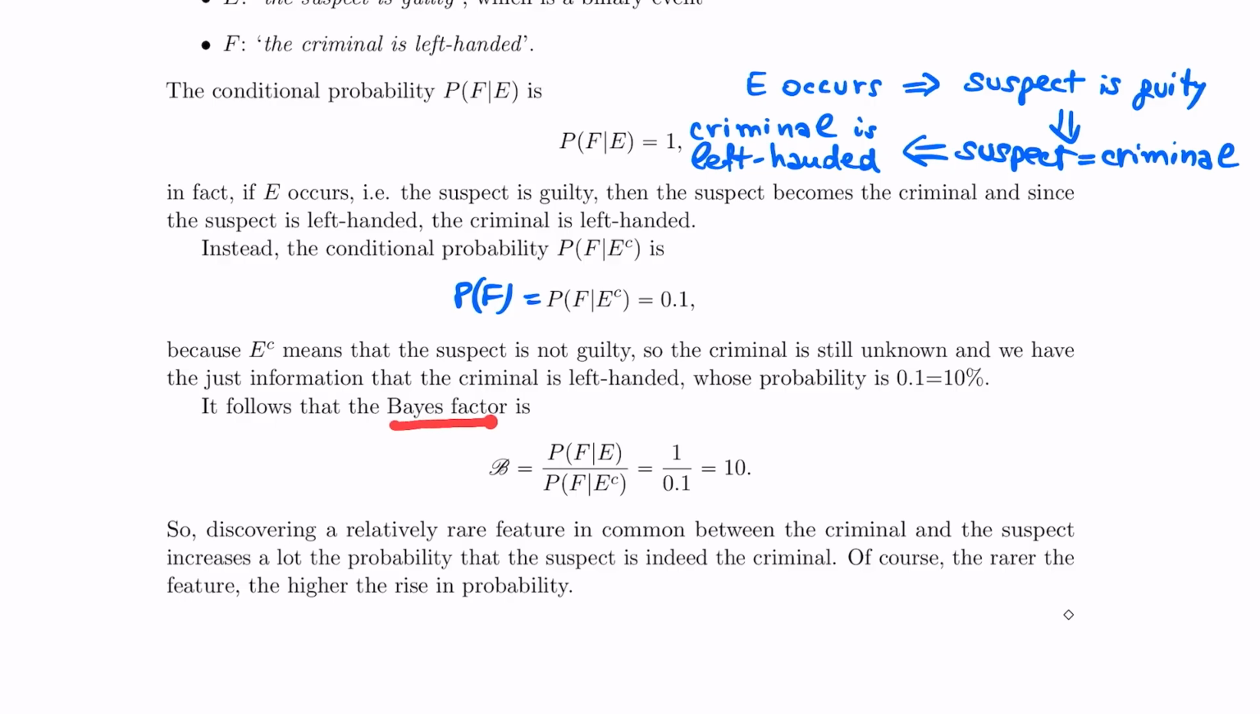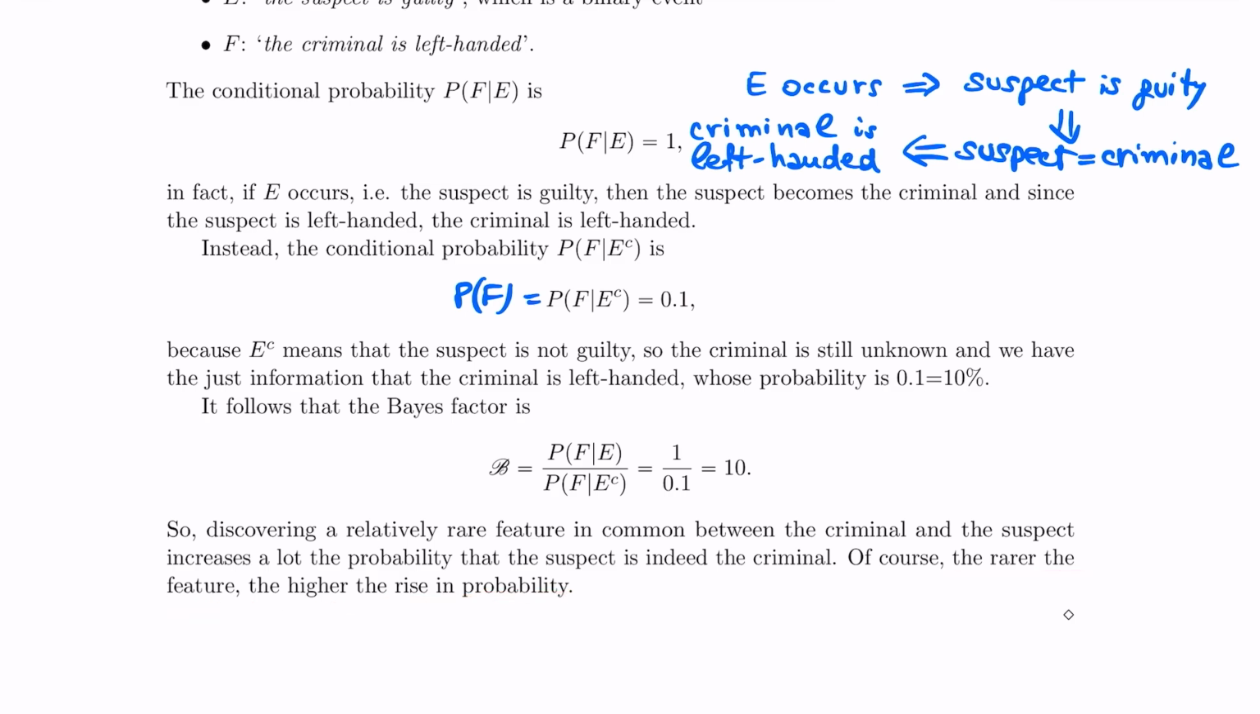Let's now compute the base factor, which is the conditional probability of F given E divided by the conditional probability of F given the complementary of E. That is 1 divided by 0.1, which is 10. The take-home message is that discovering a relatively rare feature in common between the criminal and the suspect increases a lot the probability that the suspect is indeed a criminal. And of course, the rarer the feature, the higher the rising probability.